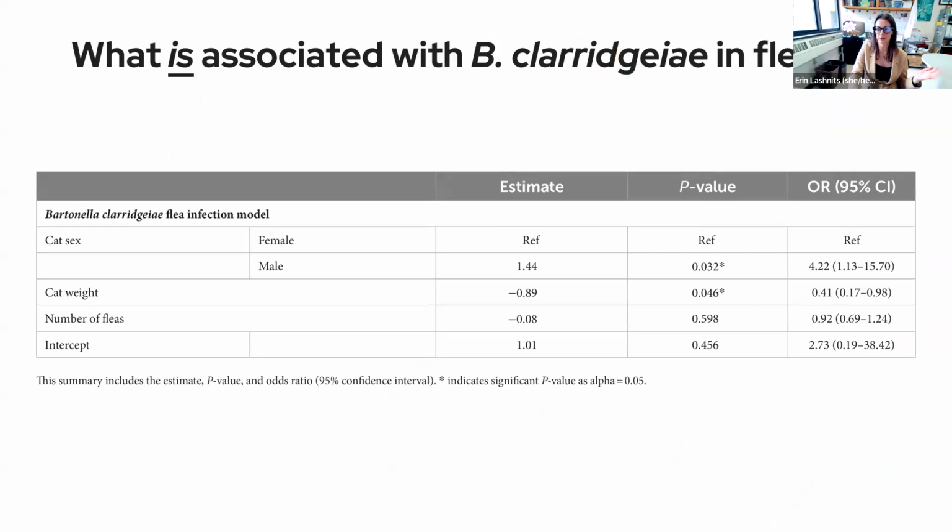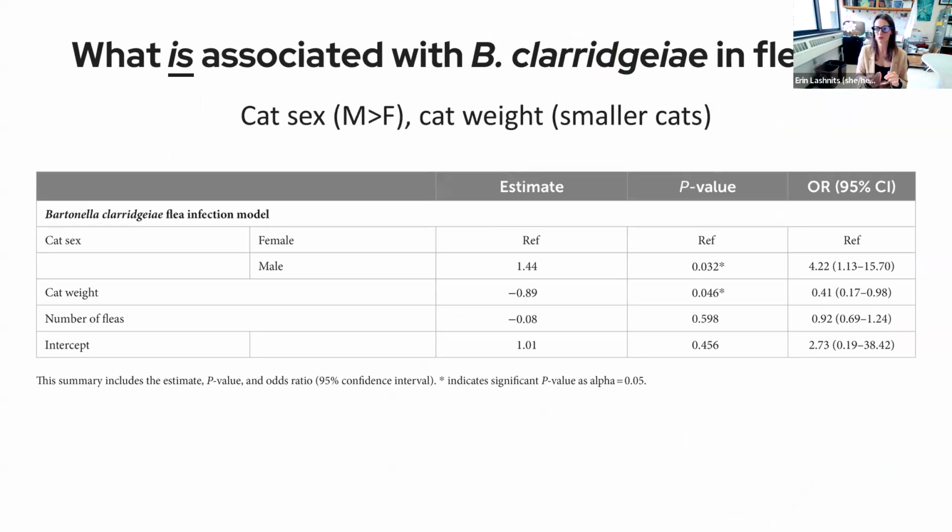So we ultimately were able to make a statistical model that looked at what was associated out of our various predictors that we initially included. And what we found was that only 2 cat factors were statistically associated with Bartonella clarridgeiae infection in fleas. And that was Bartonella clarridgeiae was more common in fleas that came from male cats than female cats, and more common in cats that were smaller compared to cats that were bigger. Neither of these has very easy or plausible biological explanations. And so we wonder if this is just a sort of sampling artifact from this sample, or whether there could be some biological explanation that we just don't totally understand yet.